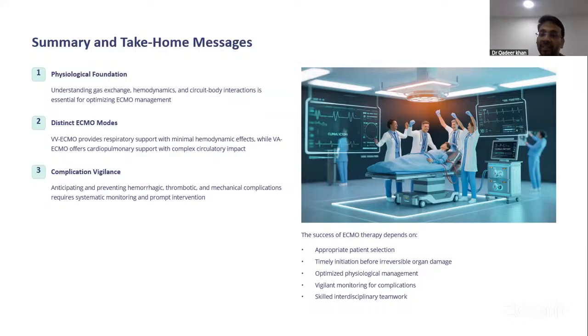So the success of ECMO therapy depends on appropriate patient selection, timely initiation before irreversible organ damage happens, optimizing the physiology of the patient and also the circuit, not only forgetting the normal physiology of the patient, and vigilant monitoring of the complications. Skilled interdisciplinary teamwork is a must to have a successful ECMO run.